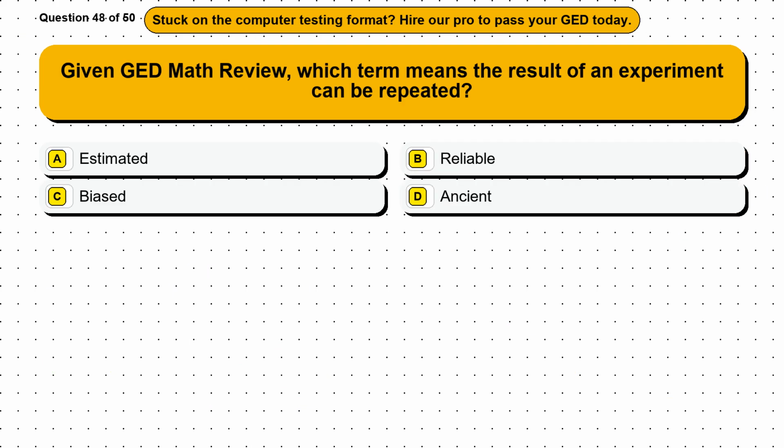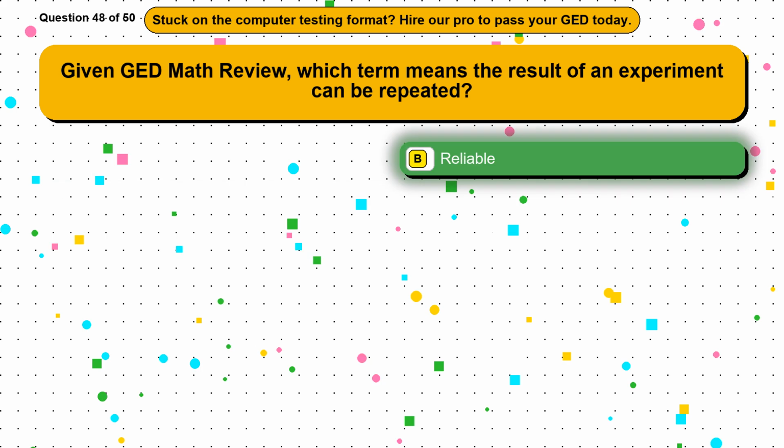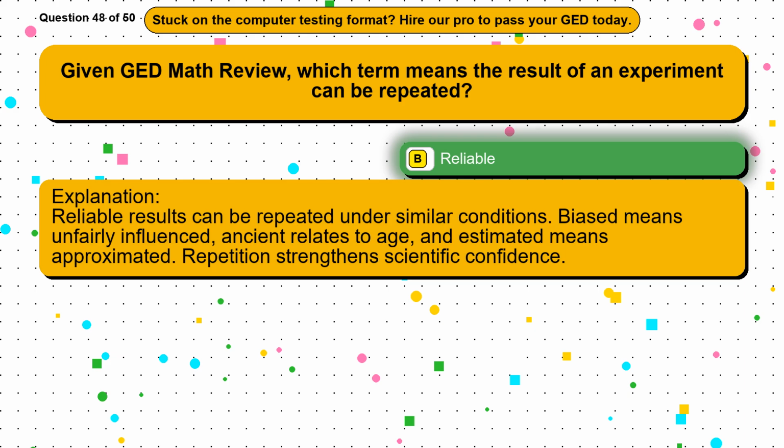Question 48. Given GED Math review, which term means the result of an experiment can be repeated? Option A, estimated. Option B, reliable. Option C, biased. Option D, ancient. The correct answer is option B. Reliable. Reliable results can be repeated under similar conditions. Biased means unfairly influenced, ancient relates to age, and estimated means approximated. Repetition strengthens scientific confidence.